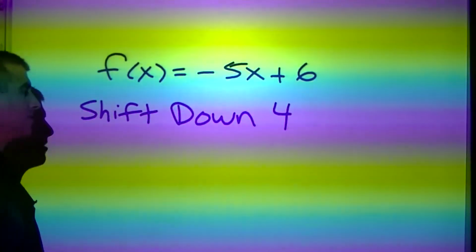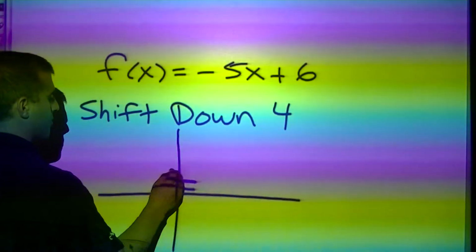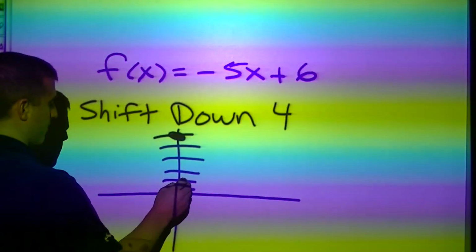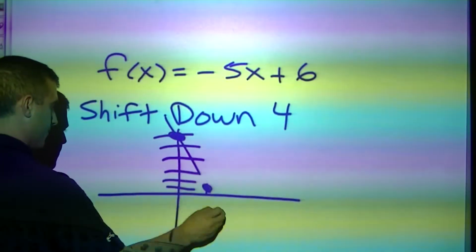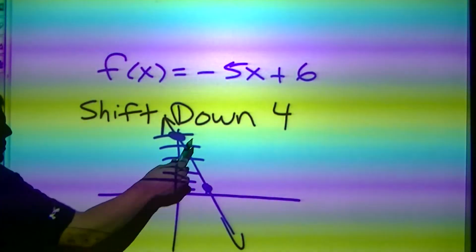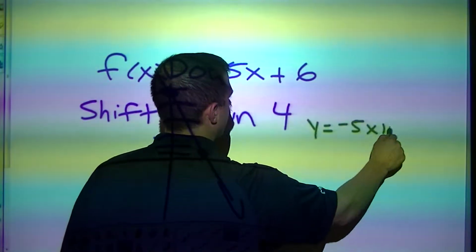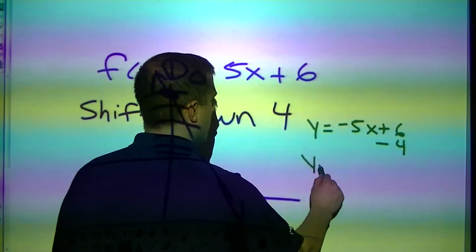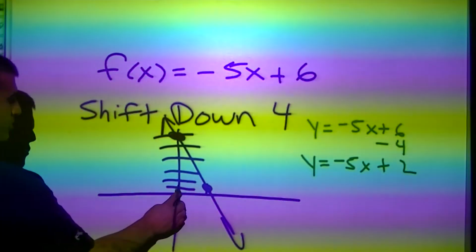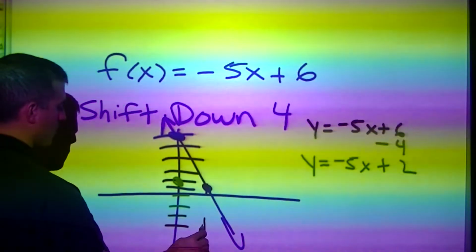So my original line starts at 6, then goes down 1, 2, 3, 4, and 5 over 1. Now, shifting it down, instead of y equals negative 5x plus 6, I would subtract 4. So that's y equals negative 5x plus 2. So I'm right here at 2, then down 1, 2, 3, 4, 5 over 1.